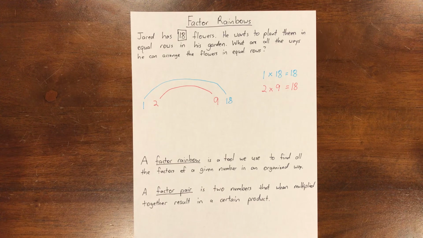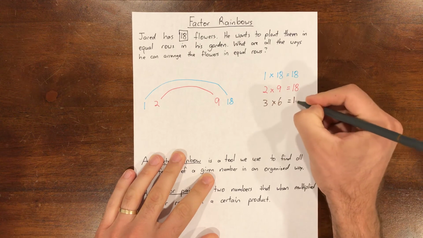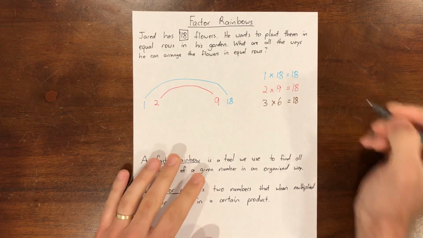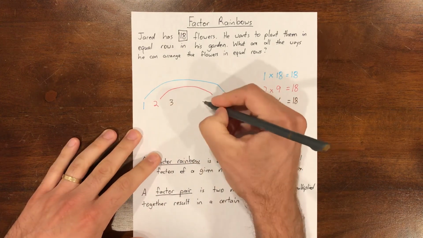Okay, what do we try next? Say it out loud. Yeah, 3. Is 3 a factor of 18? How do you know? Say it out loud. Right. 3 is a factor of 18 because 3 times 6 equals 18. Draw another arc with me, showing the factor pair 3 and 6.